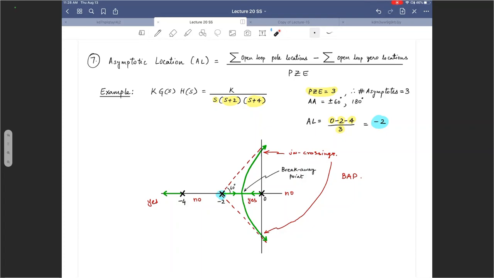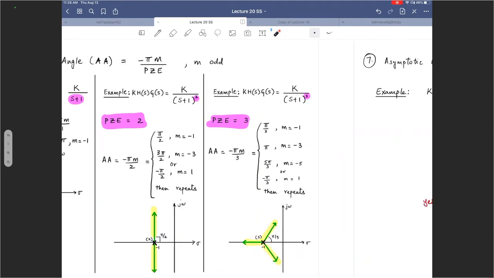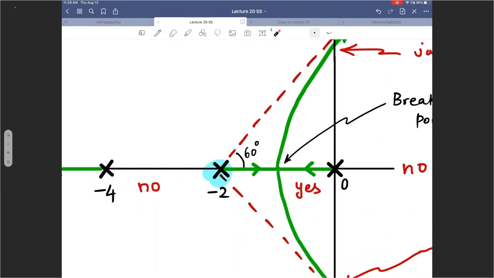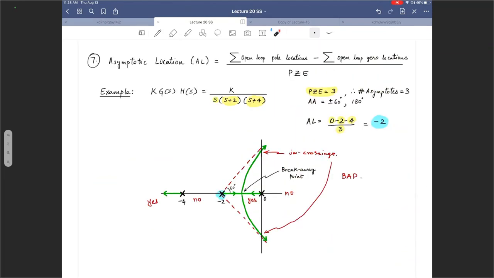But this doesn't happen always. So for example, over here, right? No j omega crossing here, no j omega crossing here. There is going to be j omega crossing here. So the j omega crossings are not always there. They may be there sometimes. For example, here it is there. By the way, the breakaway point here is not in the middle. It is not in the center. We need to find that using a different strategy, and we'll come to that in a minute.